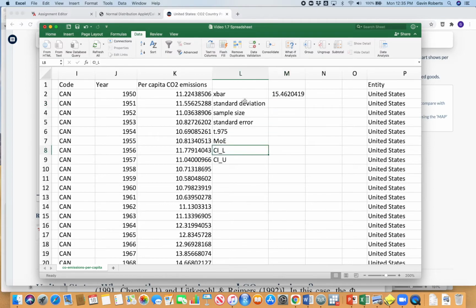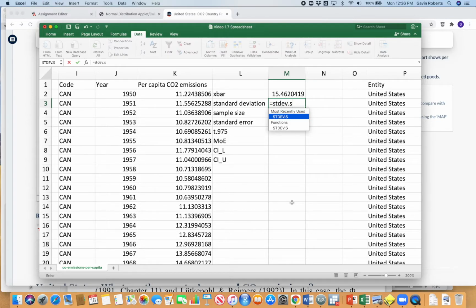Okay, next we're going to calculate the sample standard deviation. Why am I doing a sample standard deviation here? Because I don't know what the standard deviation is, so I have to estimate it. I have to use this data to estimate the standard deviation.